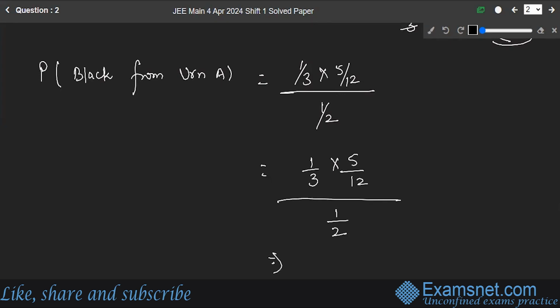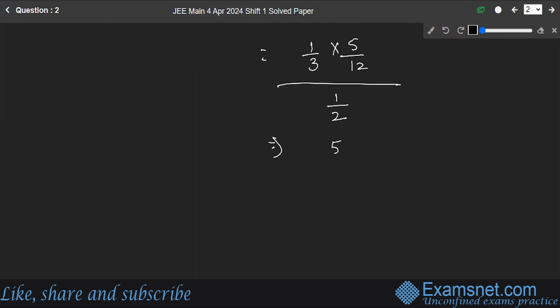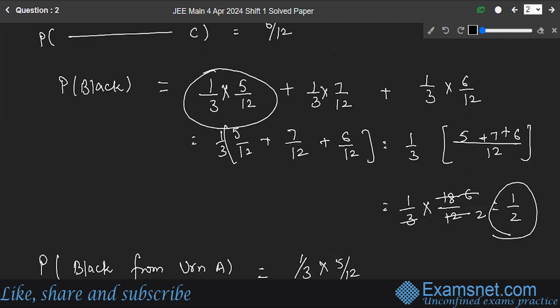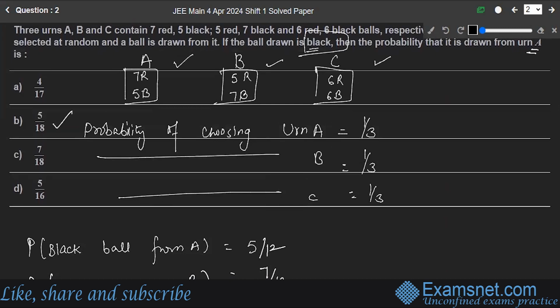So this is going to give me 5 by 36 into 2, that is equal to 5 upon 80. All right. So this is the answer to the question, 5 upon 80. Option B is the correct answer to the question. Hope you got that. Let's move to the next question then.